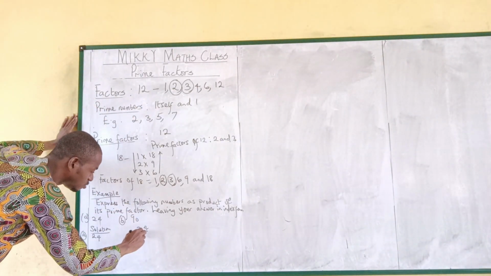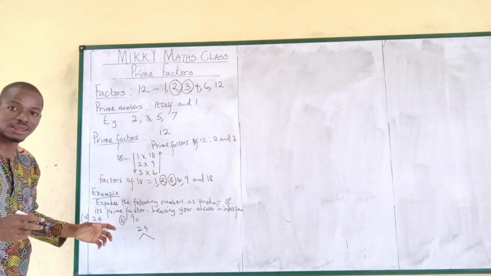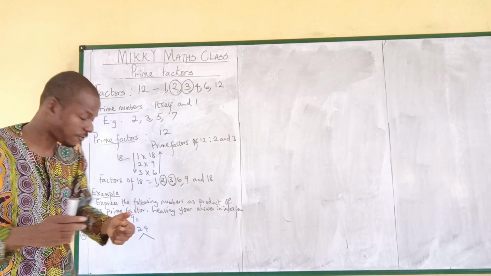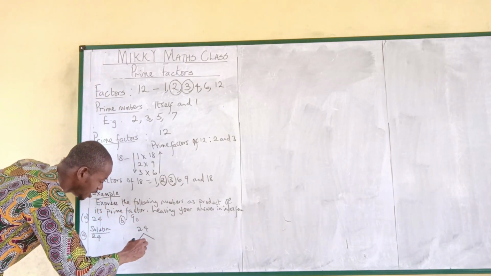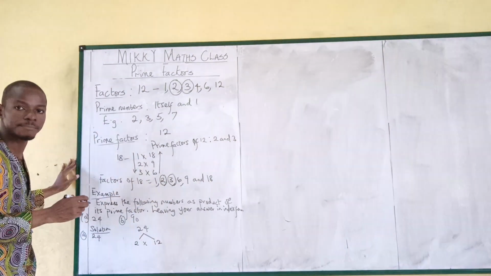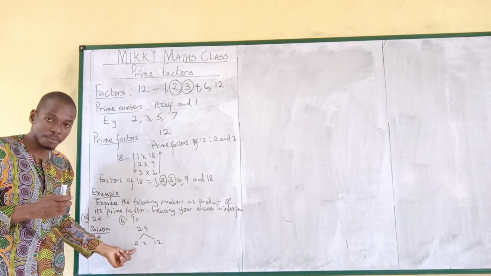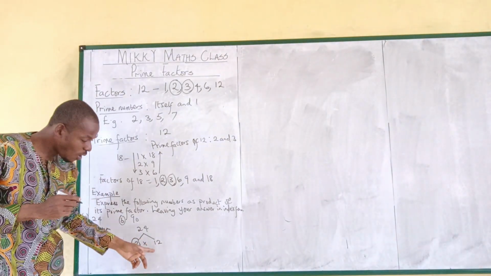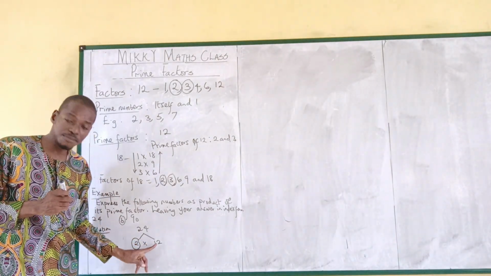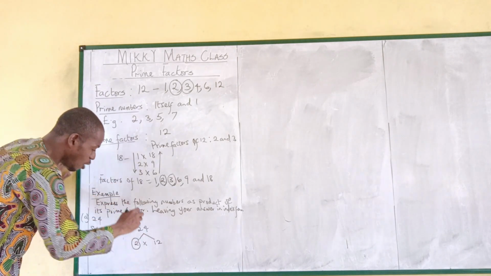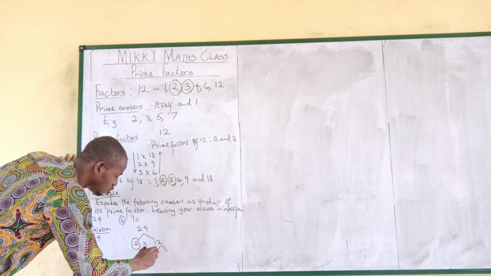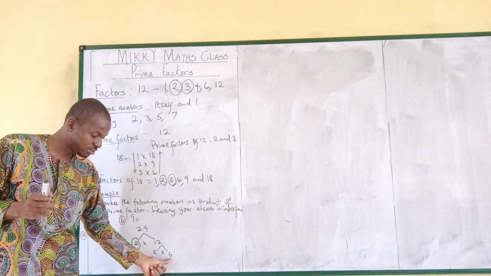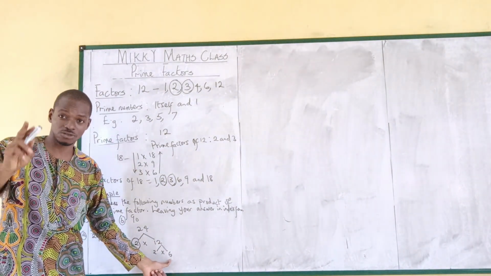So I put my 24 here, then I begin to break it down. What two numbers can I multiply to give me 24? I can have 2 times 12. Now 2 is a prime number, so I circle it. But 12 is not a prime number, so I need to still break down this 12. I will break down 12 to give me 2 times 6. Now we are gradually coasting home.